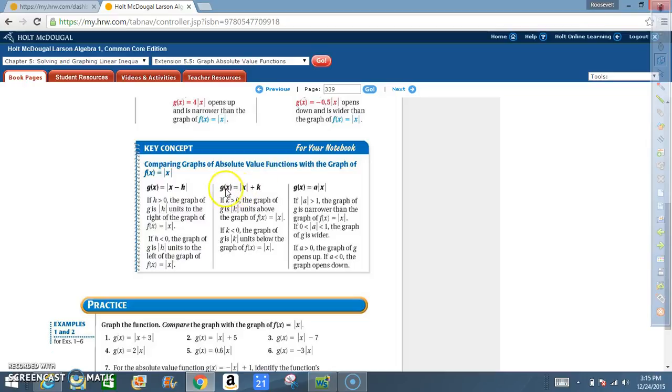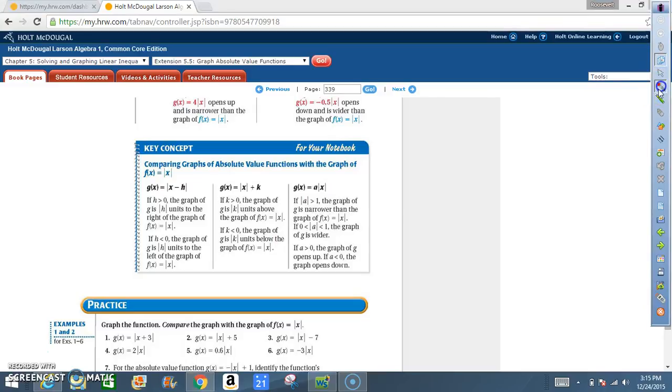Here, all this is saying is g of x is equal to the absolute value of x plus k. If this is positive, it's going to shift up that many units. If it's negative, it's going to shift down. Here, g of x is equal to a times the absolute value of x. All this is saying is if it's positive, it's going to open upward. If it's negative, it's going to open downward.